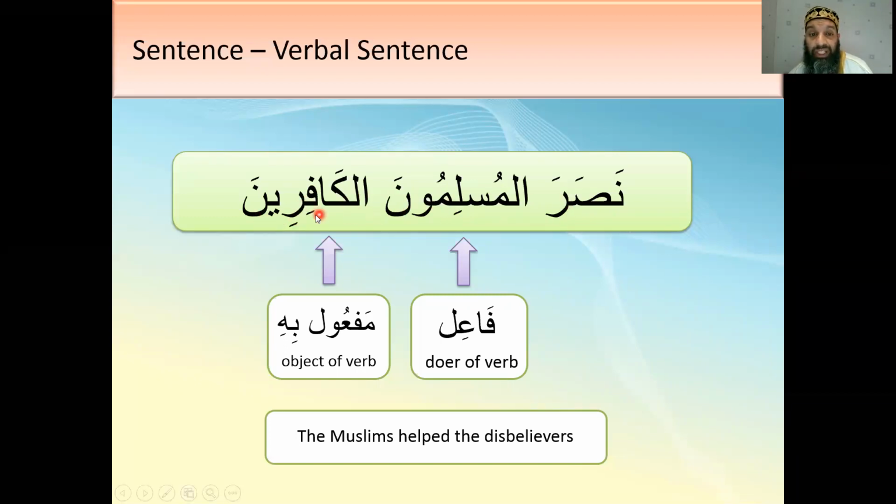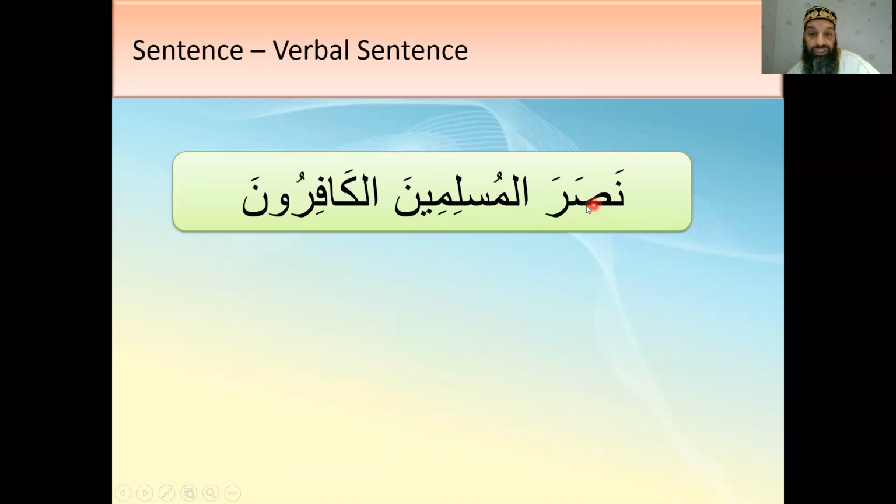Nasara al-mu'minun al-kafiruna, what would it have meant then? If they were both marfu, if it said kafirun here, then what would the whole thing have meant? They both, the Muslims and the kafirun, they both helped. They helped somebody else, right? Right, I've switched it. Translate that. I've switched it. Here we go.